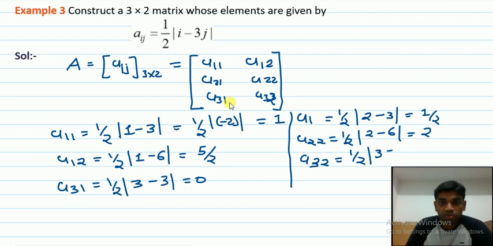Then A22 is covered. A31, I need to take A31, which I have also covered. A21, okay, A21. I think I have made many mistakes in this question. This is 2 minus 3, which is 1 by 2. Okay, A21 is also correct. A22 is also completed. A32, which is 1 by 2, 3 minus 3 times 2 is 6, which is 3 by 2.